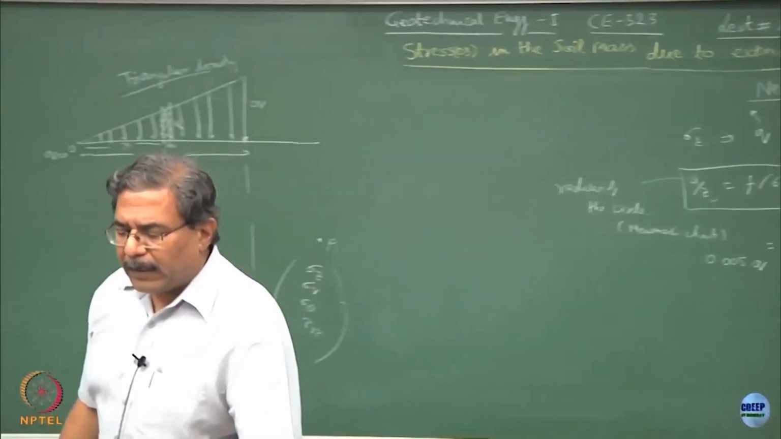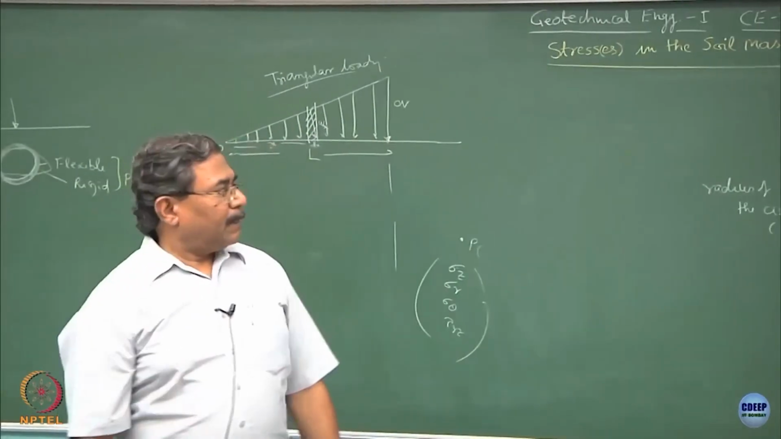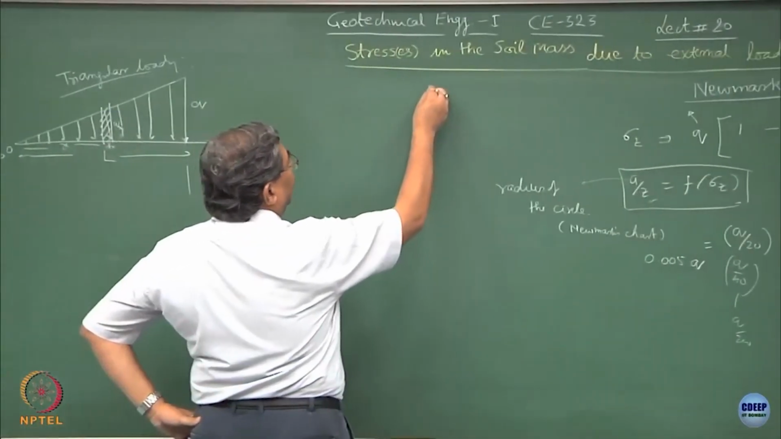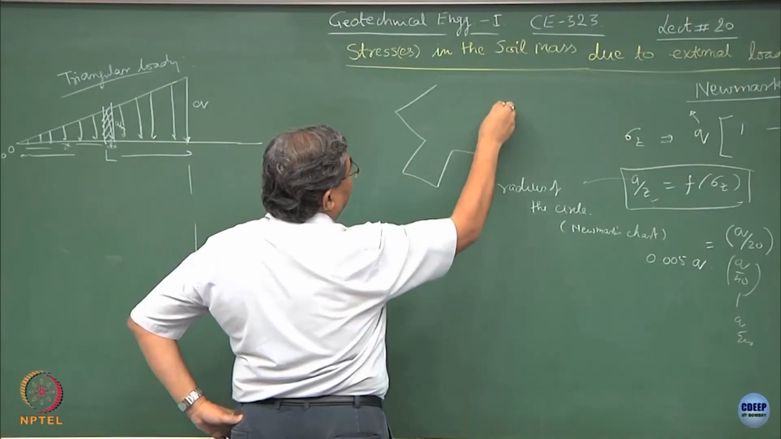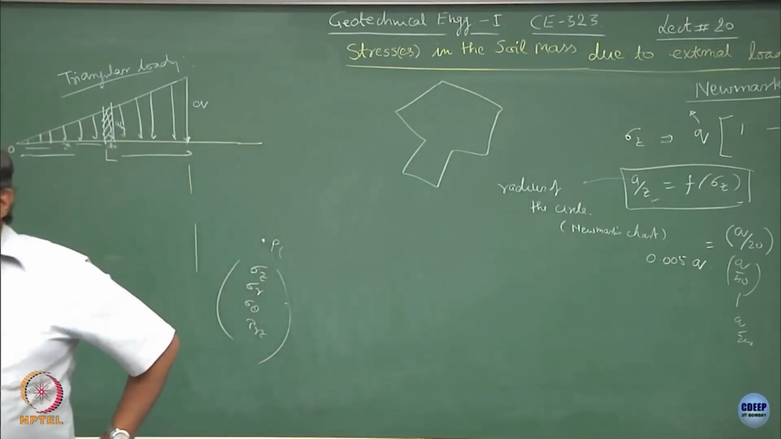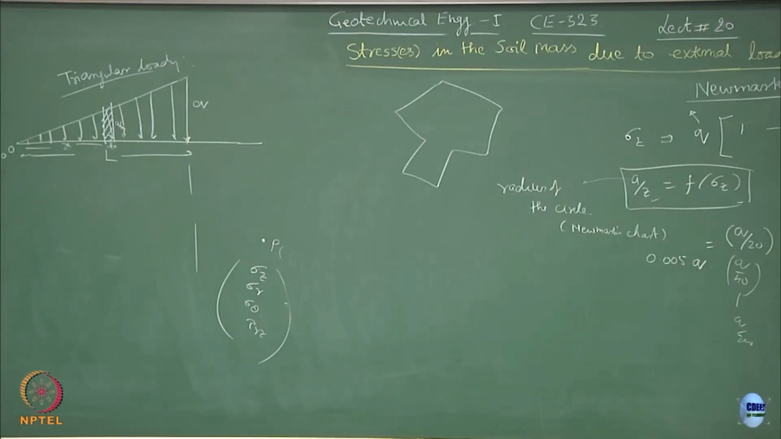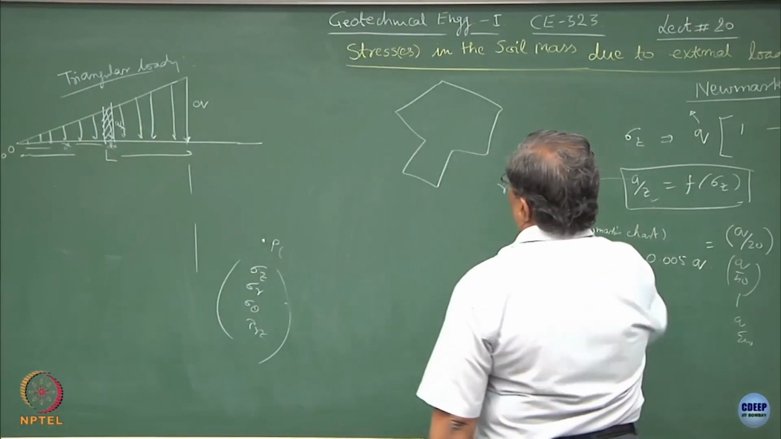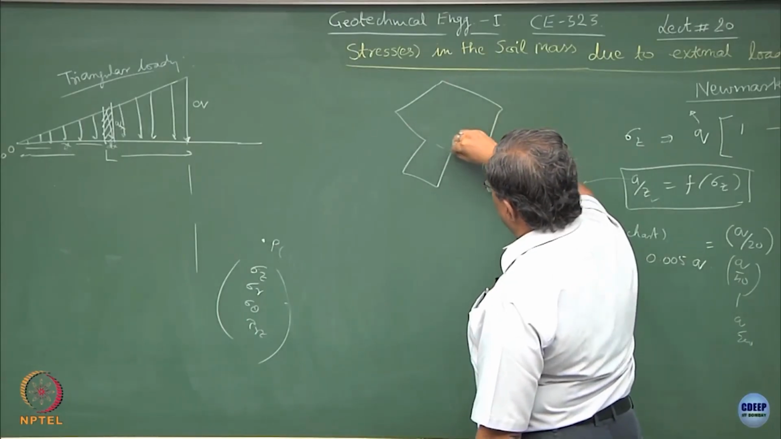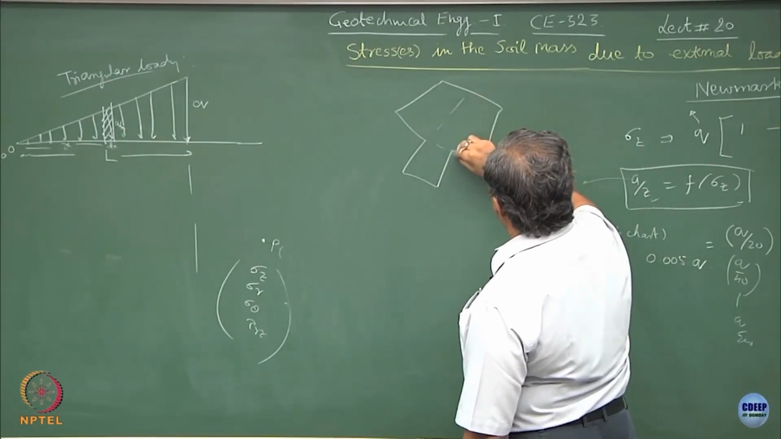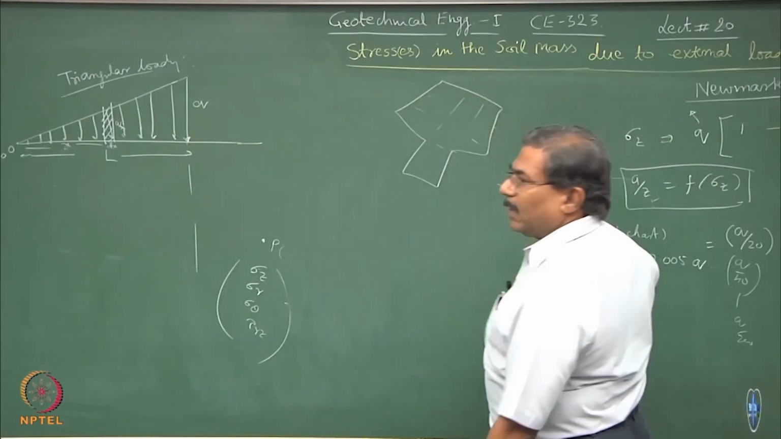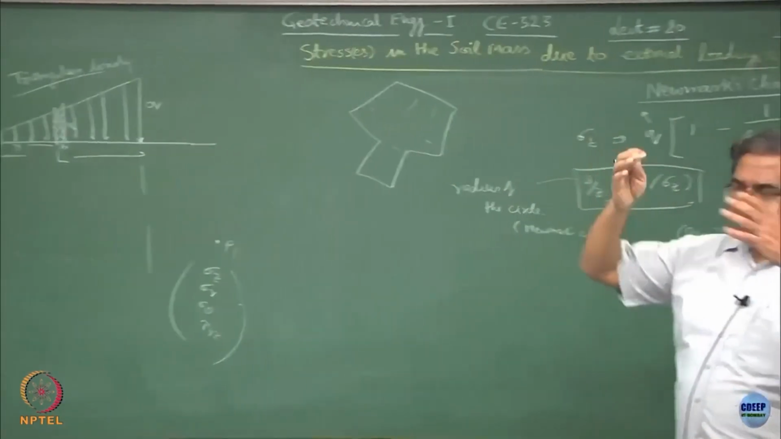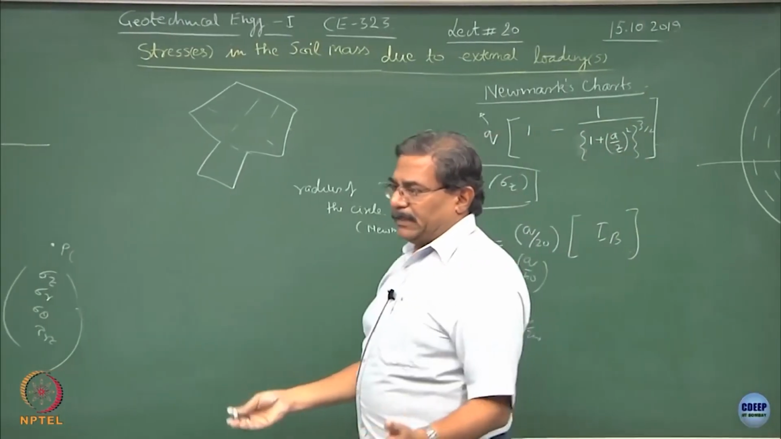Now, where and how to use this? Suppose I have a plan like this. You can still debate that I can discretize it in small parts and use either Fadum's chart or Boussinesq's equation. Yes, you are free to do that, no issues. You can discretize in small parts, you can treat this as a segment, you can treat this as a segment, you can do whatever we have done, very complicated procedures, particularly when you are doing big buildings, clear.